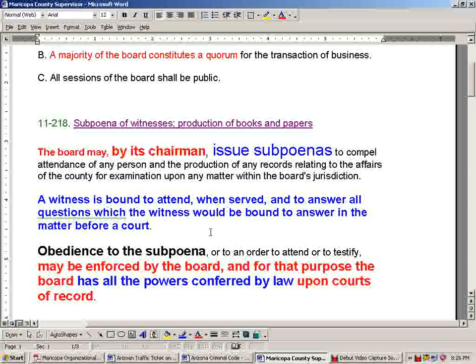Obedience to subpoenas or to any order to attend or to testify may be enforced by the board, and for that purpose the board has all the powers conferred by law upon courts of record. It's a court of record with all the powers conferred by law, which is everything, because it's the court of justice. See, the court of chancery is the court of justice. We're not looking for a court of law, we're looking for a court of justice. And chancery is equity, and equity means justice.